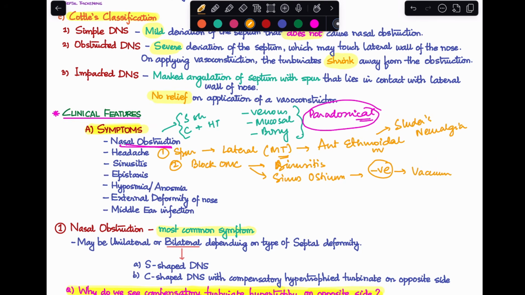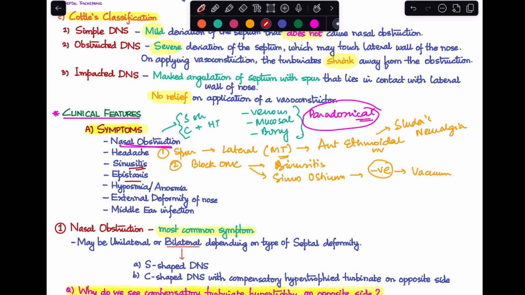Next, moving on to our third symptom, which is sinusitis. As I just discussed, sinusitis will happen when the sinus ostia get blocked, and because the sinus ostium is blocked, there is poor ventilation and drainage of sinuses, leading to a predisposition to recurrent sinus infections in these patients.